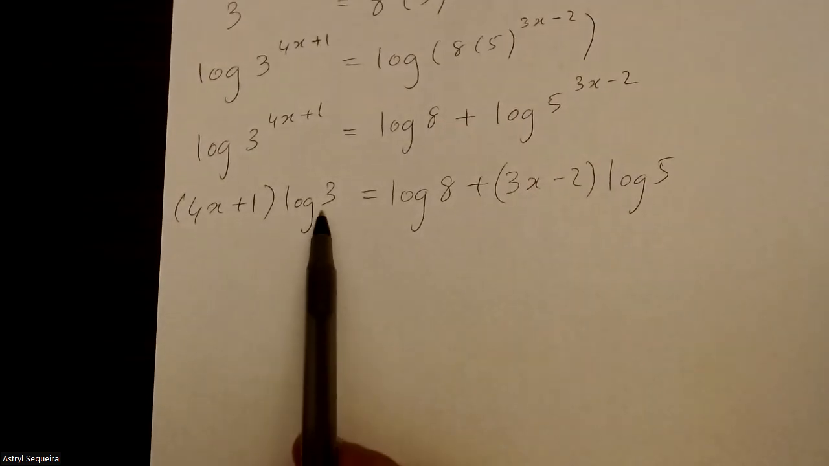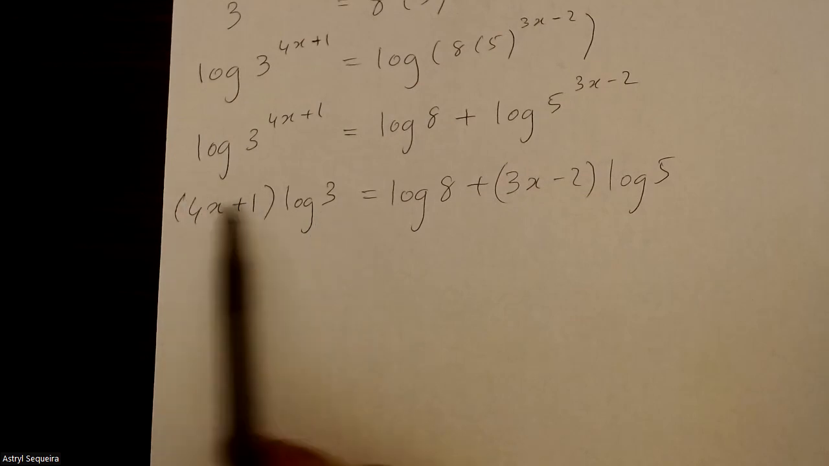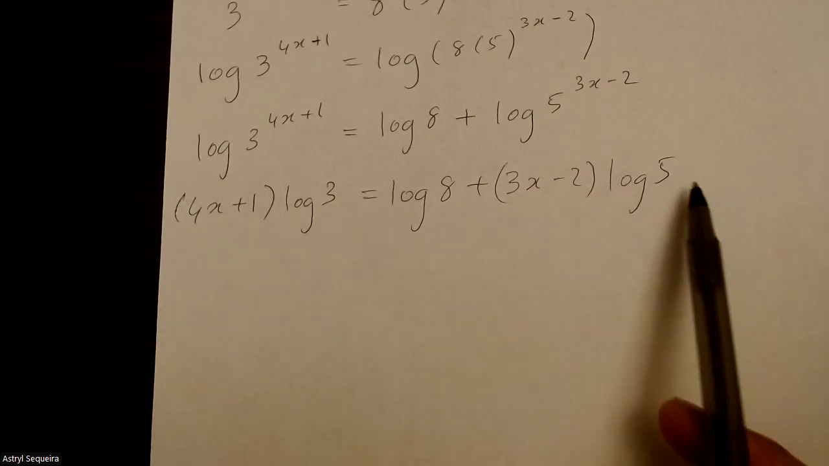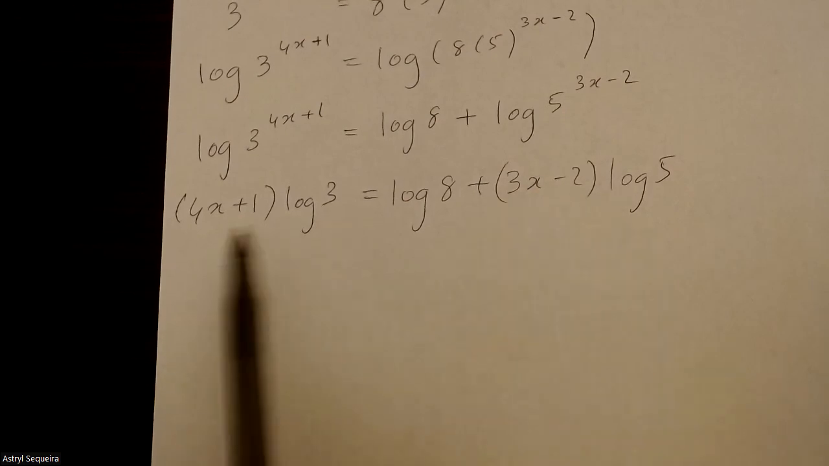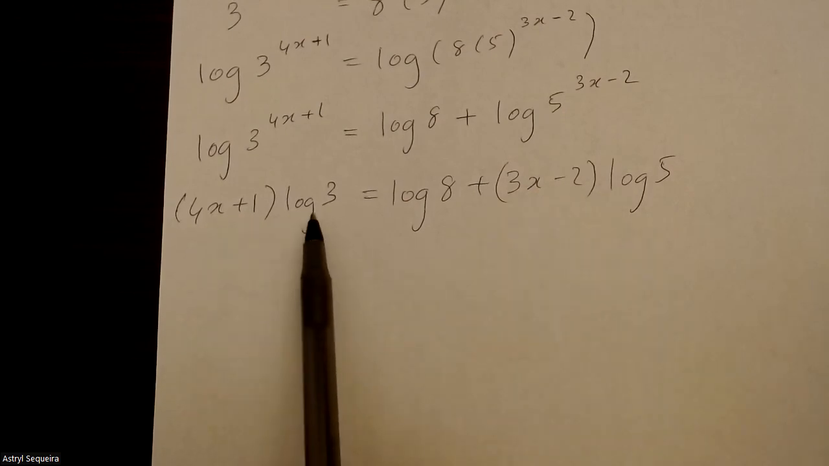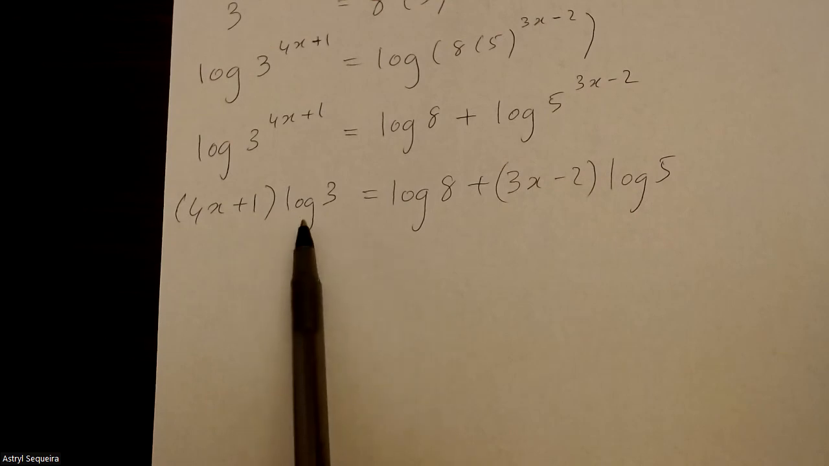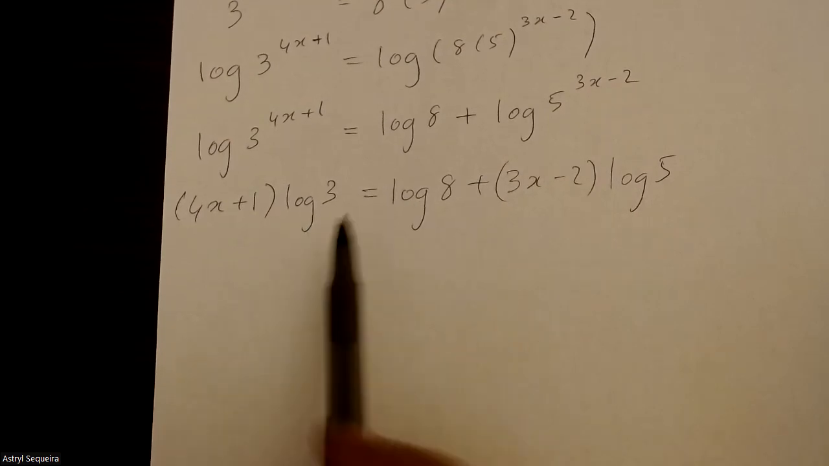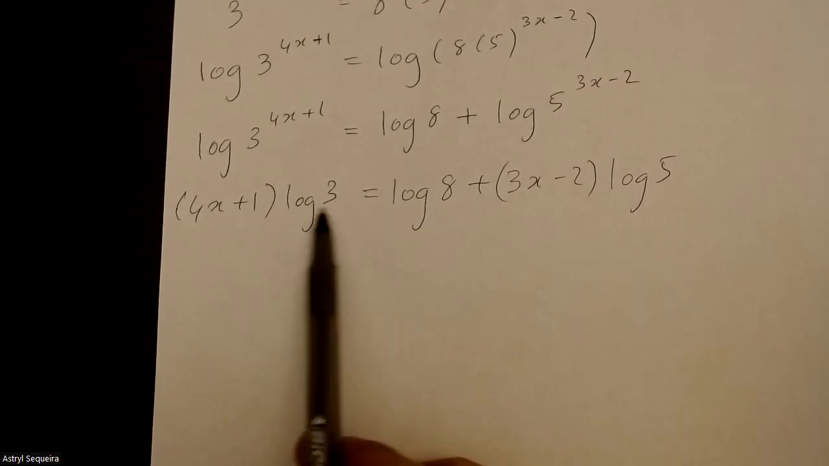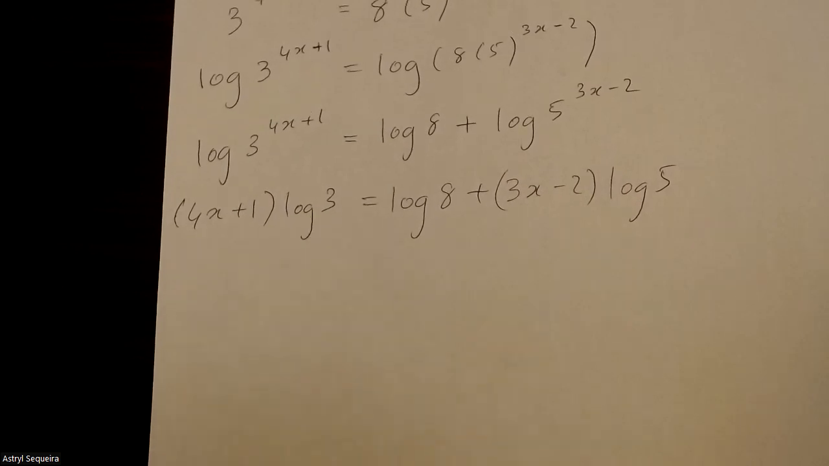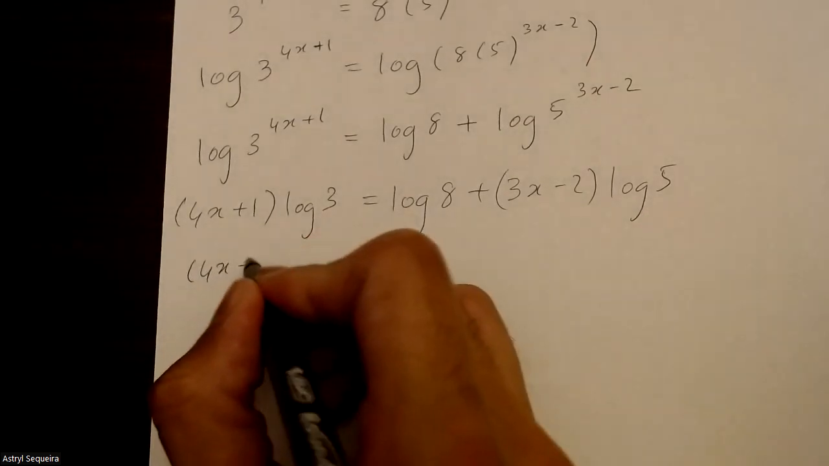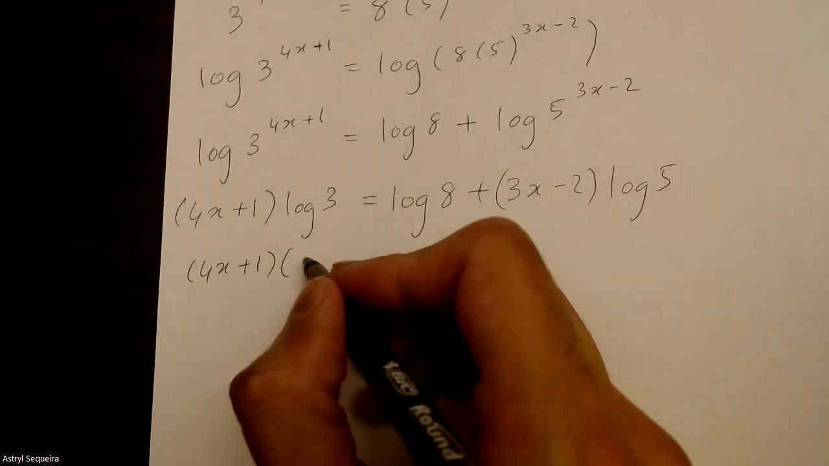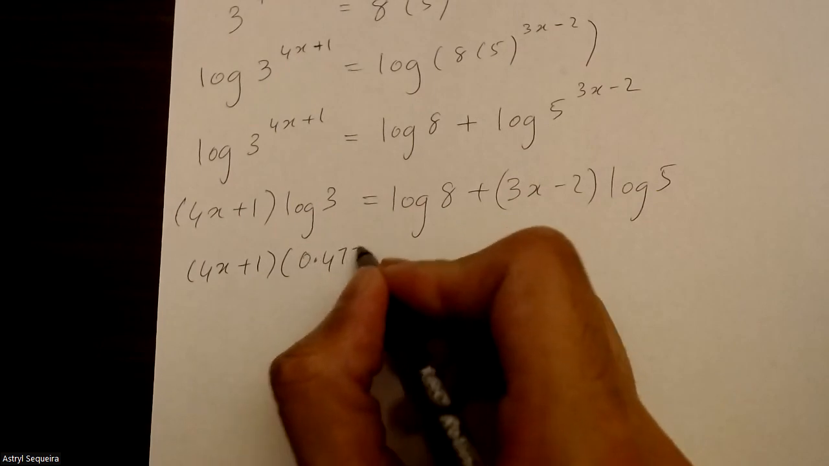At this point, I could actually do this with exact values, but it's going to be very, very complicated. Although not impossible to do, I'm going to convert it to decimals just because it's a bit easier. Although it's going to be slightly less accurate, your solution is just an estimate. It's not 100% exact. So I'm going to do log 3 in my calculator, and I get 0.477. So 4x plus 1 times 0.477.